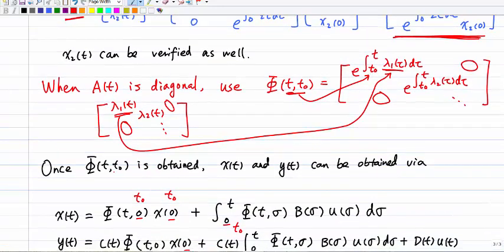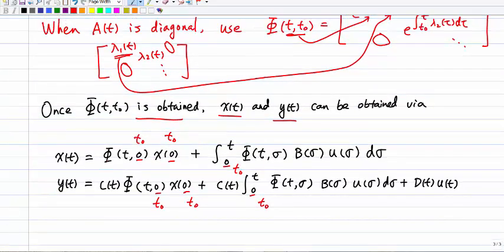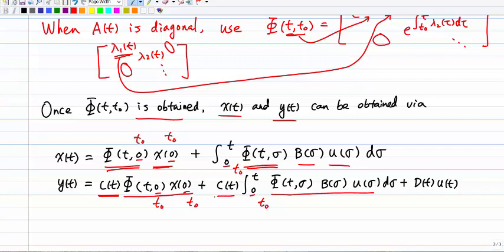Once this phi(t, t0), the transition matrix, is obtained, x(t) and y(t) can be computed via the following form: x(t) is phi(t, t0) x0 plus the integral from t0 to t of phi(t, sigma) B(sigma) u(sigma) d sigma. Since we already know these, we can compute this. B(sigma) and u(sigma) are given, so we can compute the product and do the integration. For y(t) you do the same thing; the only difference is we multiply by C(t). The transition matrix is already computed, and everything else is given, so we can compute x(t) and y(t).